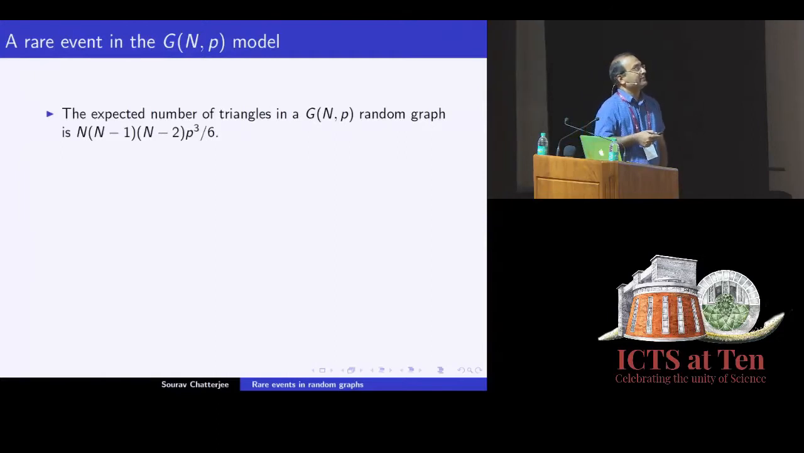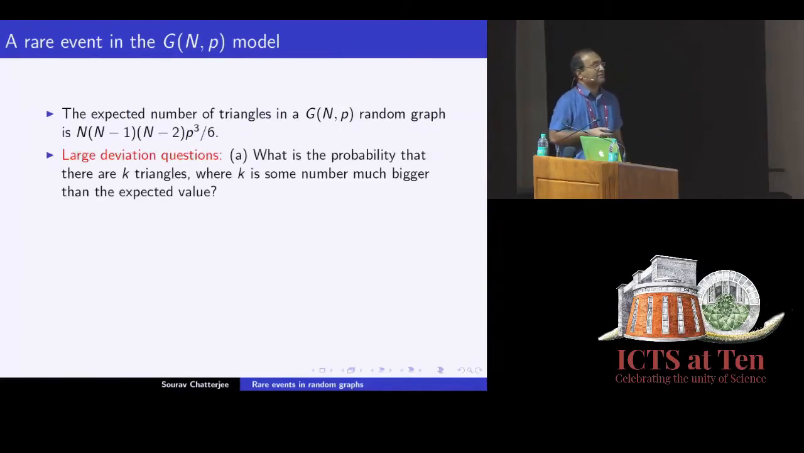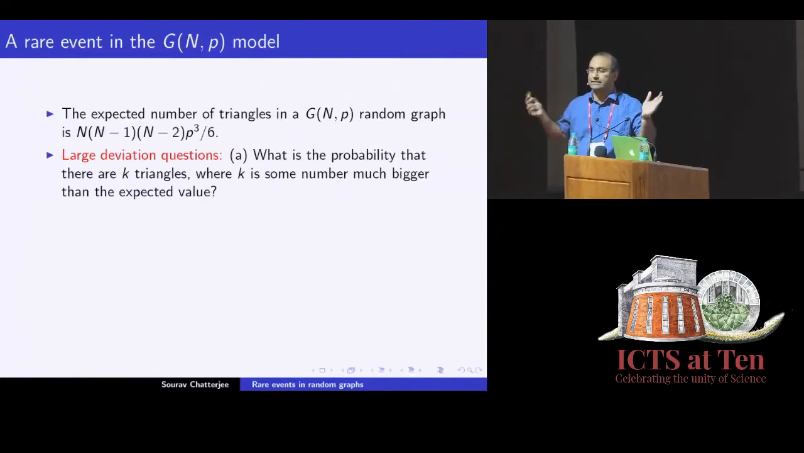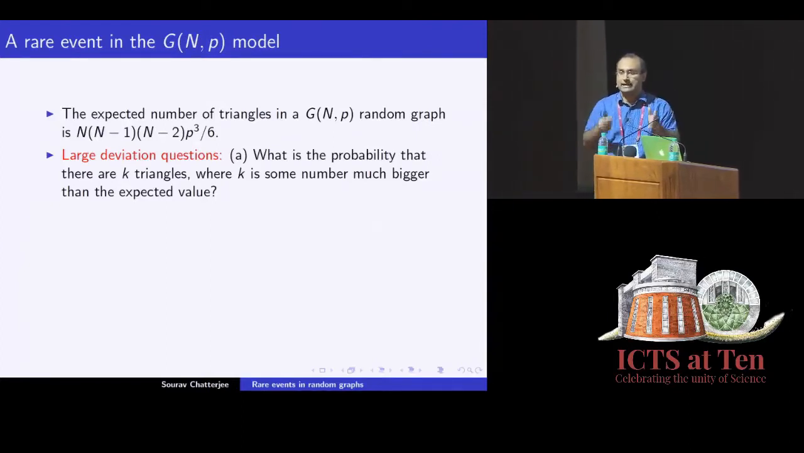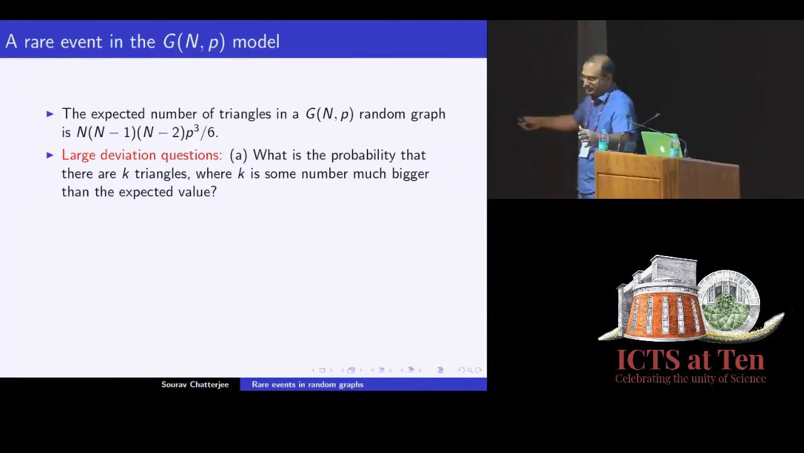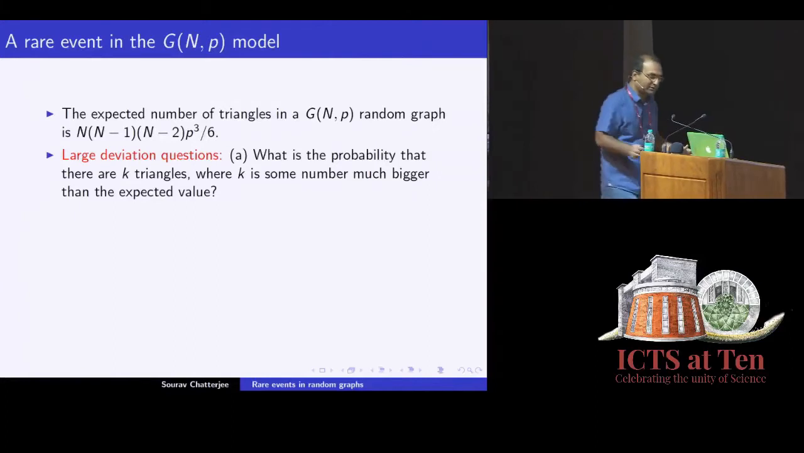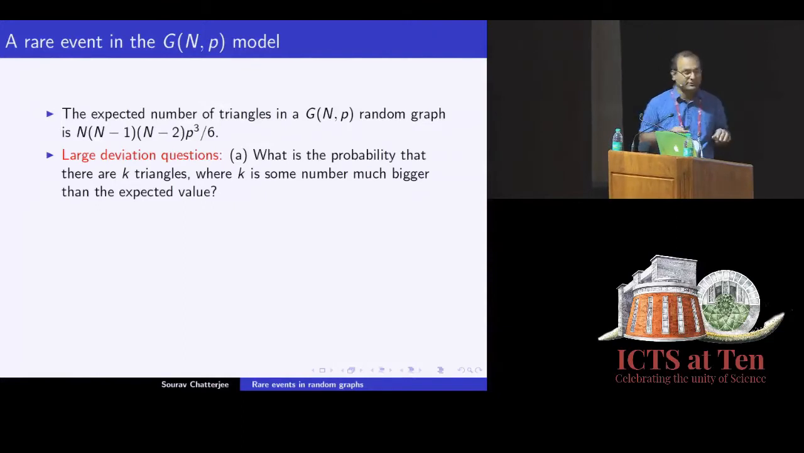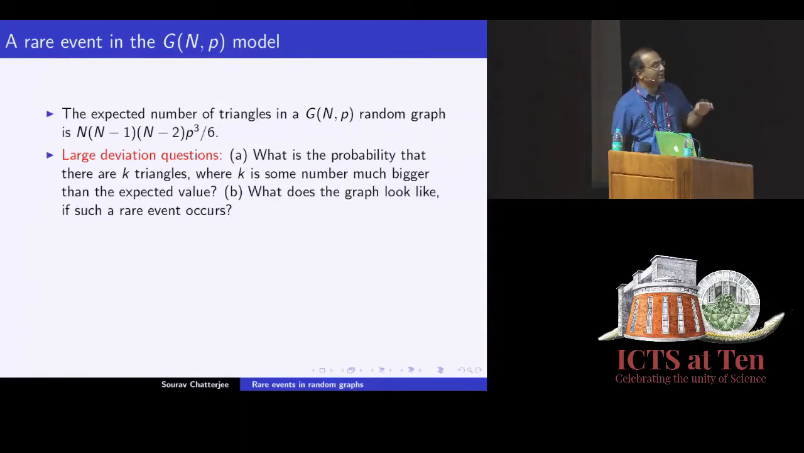And if you compute the expected number of triangles in an Erdos-Renyi random graph, it's roughly n cubed p cubed over 6. Okay? And here's a large deviation question. Suppose you have this random graph, and you ask, what's the probability that there are k triangles where k is some number much bigger than the expected value? So there are many more triangles than you expect. You can ask it about any graph. Any graph that you observe in the real world, you have some model for that, and then suppose you observe many triangles. So what's the probability of the rare event? And more interestingly, if this rare event occurs, what is the most likely structure of the graph? So if there are too many triangles, what is the likely structure of the graph?